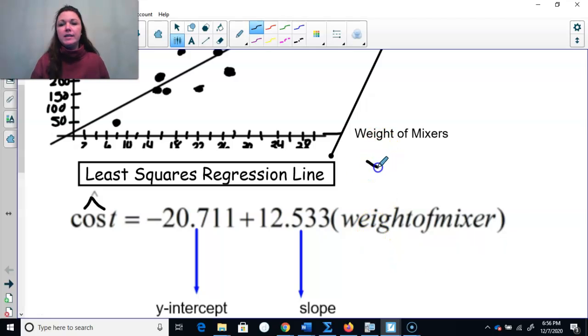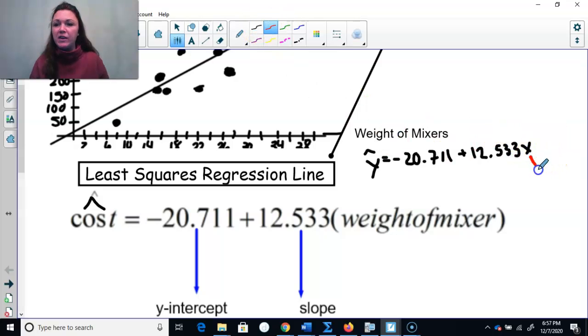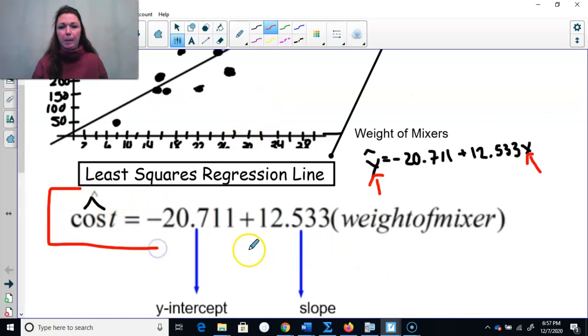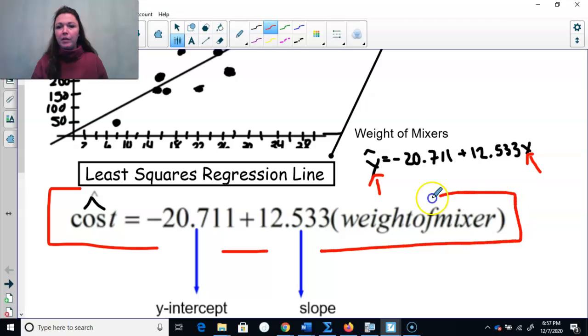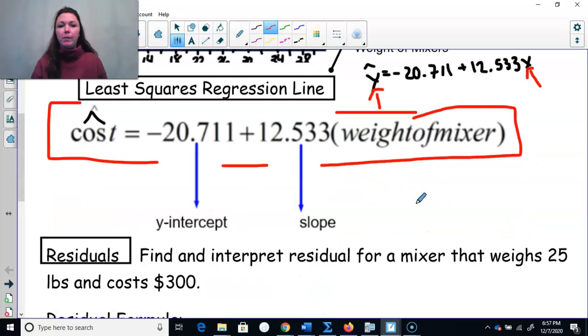So what I did is instead of writing it like this, y hat is equal to negative 20.711 plus 12.533 times x, I put what the actual variable was in for x and for y, okay? So that's where this equation comes from. So I put all this data in the calculator and I found this equation right here. Okay, so what we want to do here first is we want to learn about residuals.